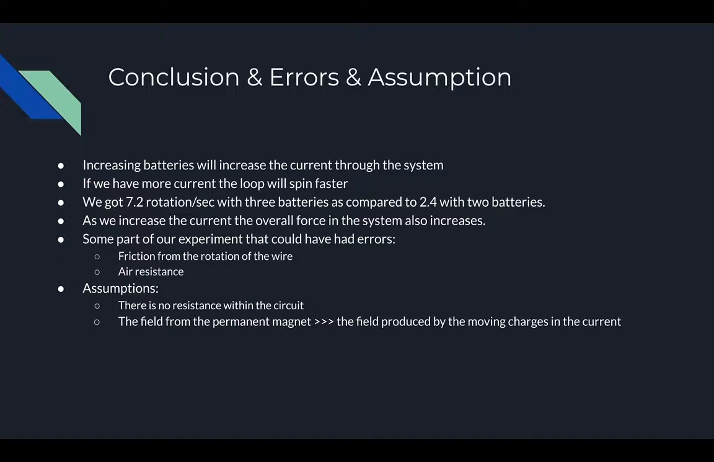So, in conclusion, increasing batteries will increase the current through the system. If we have more current, the loops will spin faster. We got 7.2 rotations with 3 batteries and 2.4 with 2 batteries. As we increase the current, the overall force of the system will also increase. Some of the errors we could have possibly had: we didn't account for air resistance, and we didn't account for friction from the rotation of the wire. Assumptions we made are that there's no resistance within the current circuit, and that the field from the magnet is stronger than the field produced by the moving charges in the current.